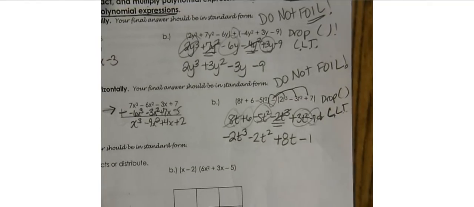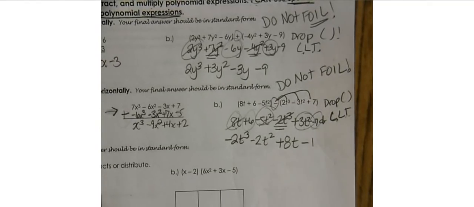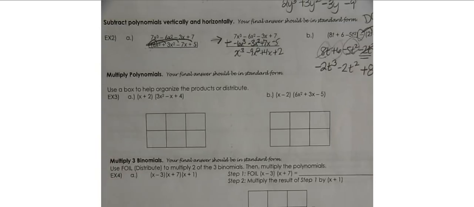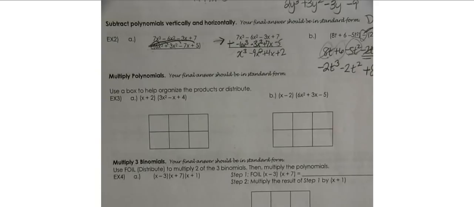So now we've added polynomials, we've subtracted polynomials, now it's time to multiply. So whenever you multiply polynomials, you can use a box or you can do a massive FOIL. So that is two different approaches. You can either use a box or you can do a massive FOIL. So for the first one, I'm going to show you the box method.